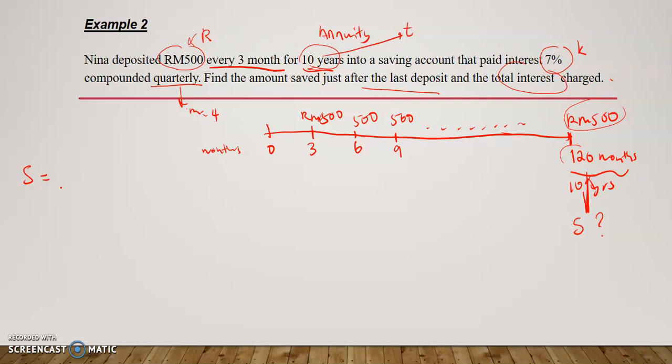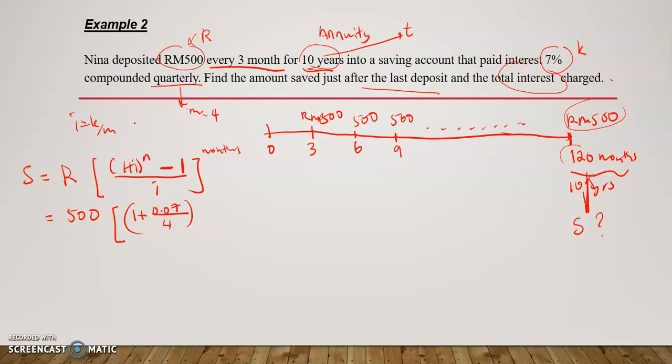For annuity, we use this formula to calculate the S: R times (1 plus i) to the power of n minus 1, divided by i. R is the regular payment, 500 ringgit. 1 plus i is k over m, so k is 0.07, m is 4, and then the power of n equals mt, so m is 4, t is 10 years, and then minus 1 over 0.07 divided by 4.